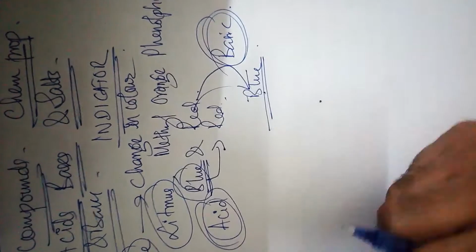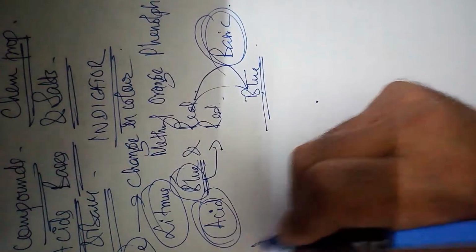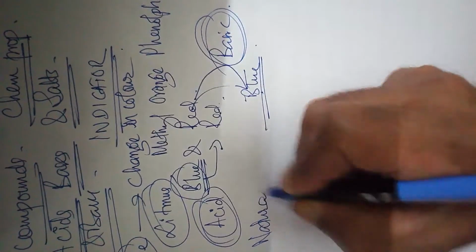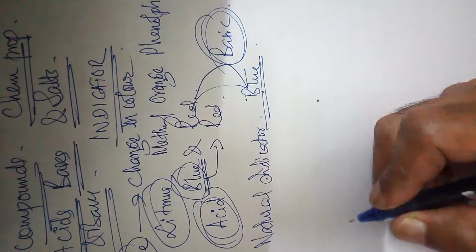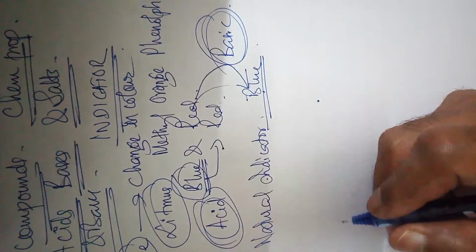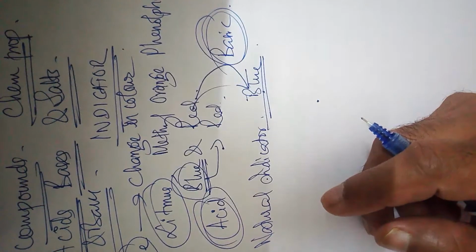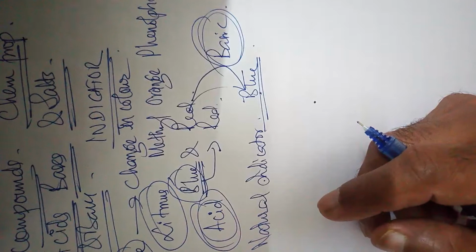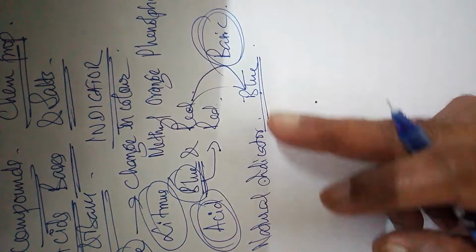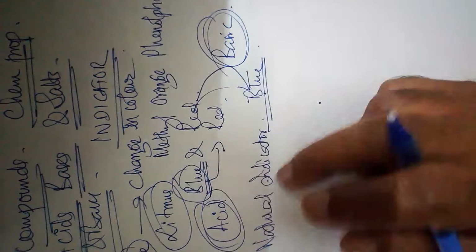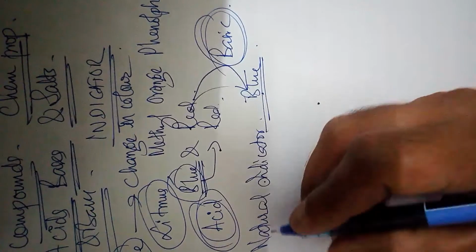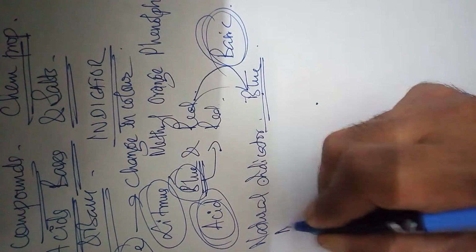Litmus is a natural indicator. Its normal color is purple, and for our convenience we make it red and blue for testing in acidic and basic medium. Next one is methyl orange.